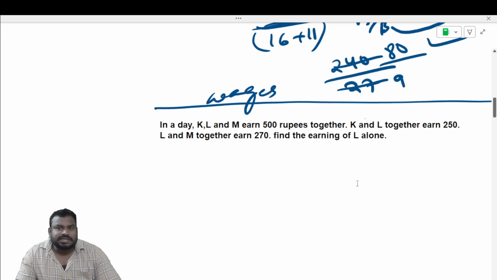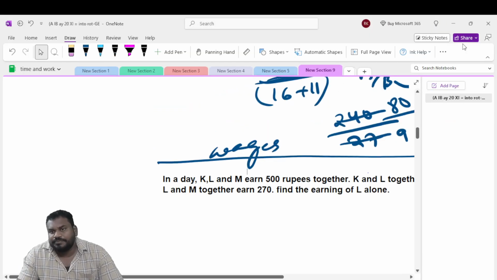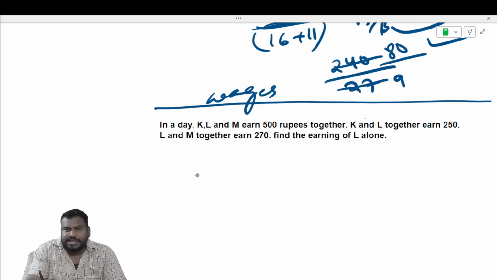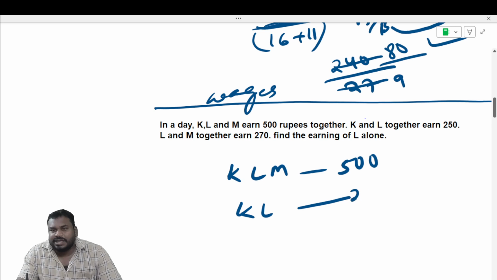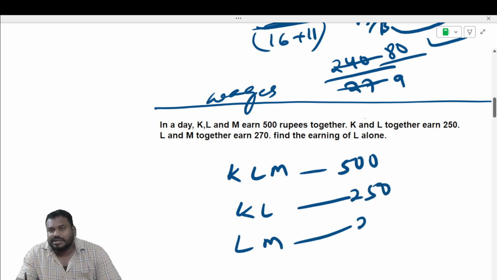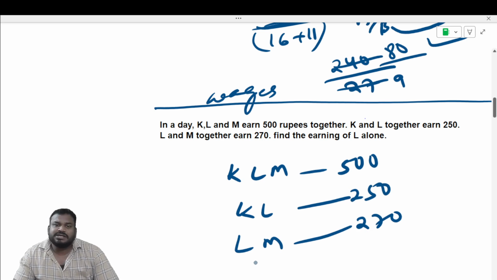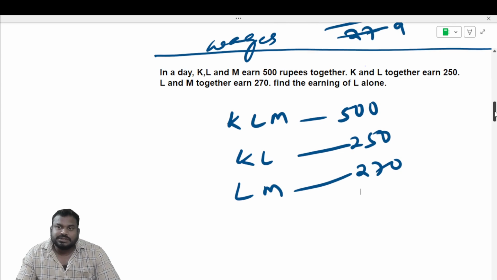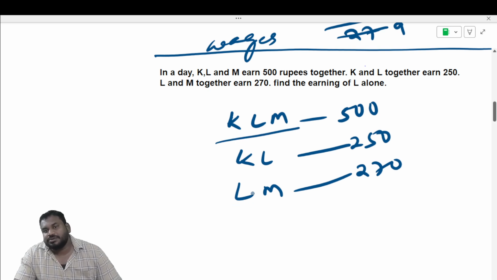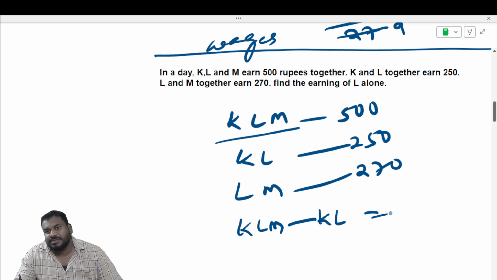So, we'll correlate this question in this scenario. See, in a day, KLM earn 500 rupees. K and L together earn 250 rupees. L and M together earn 270 rupees. Find the earning of L. So how to find L? How to find L's income? Try to guess. So you need L. If you can subtract K and M from this, you will get L. Further, what to do? So I'll subtract KL from KLM to get M.